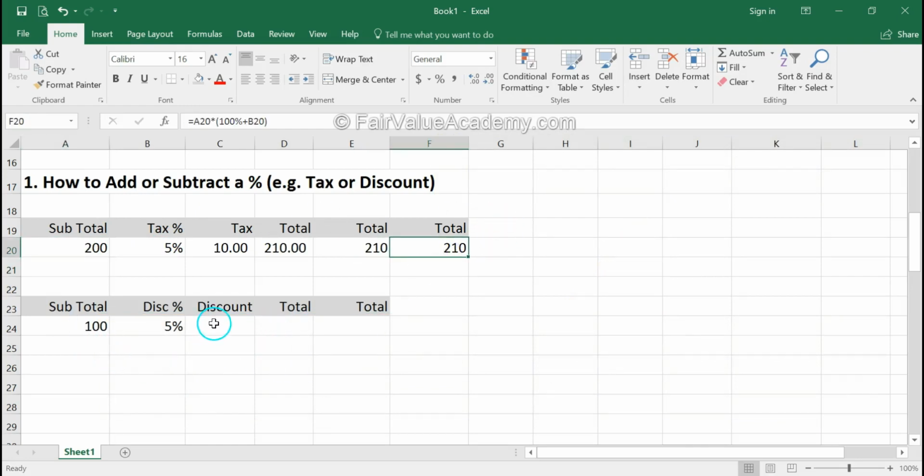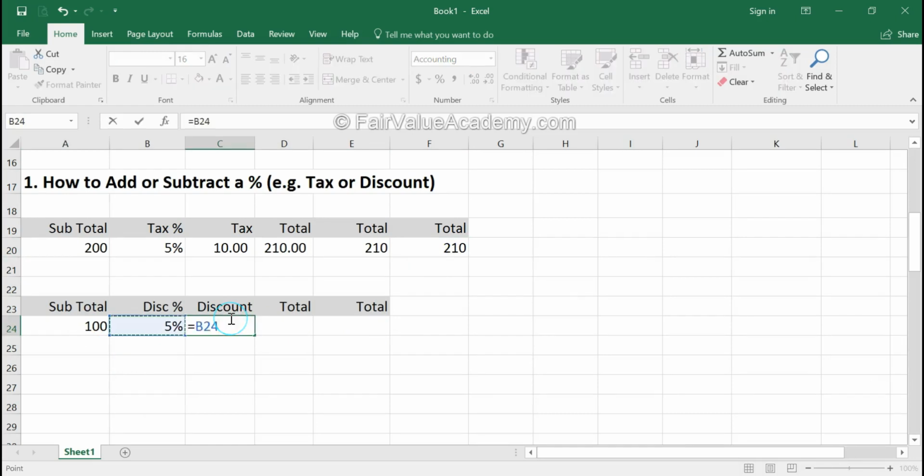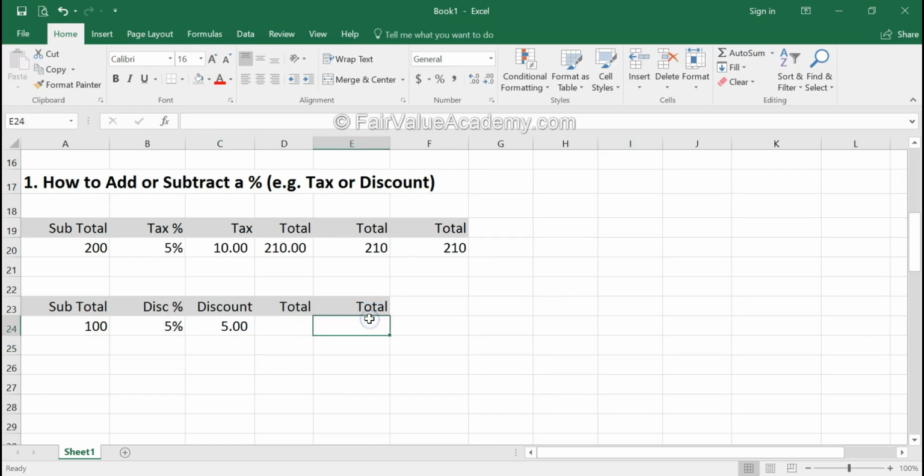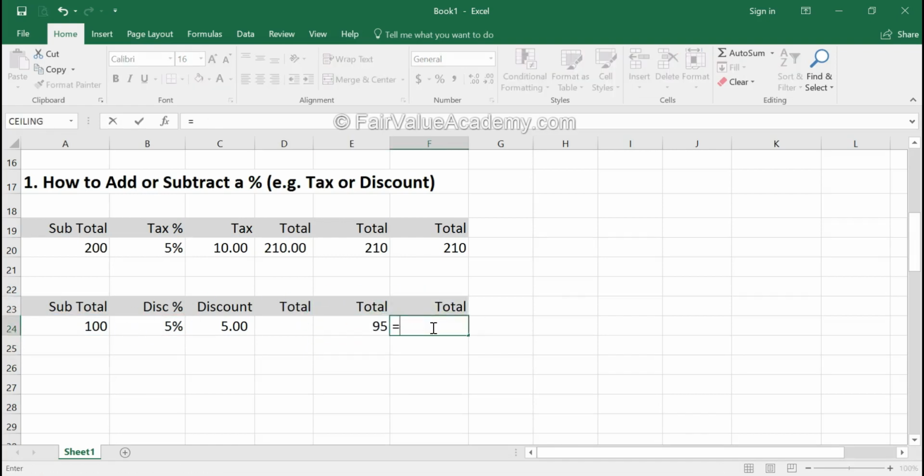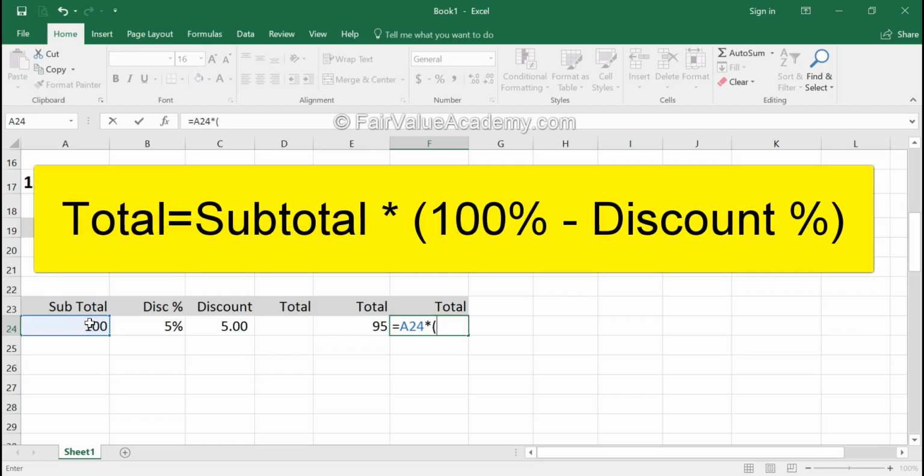Similarly for subtracting. In this example, if we have to calculate discount, then we will be calculating the discount like this. And we are going to directly write the formula, which is equal to subtotal minus subtotal into discount rate. This is formula number one. And the other method that we will do is subtotal multiplied by 100% less the percentage.